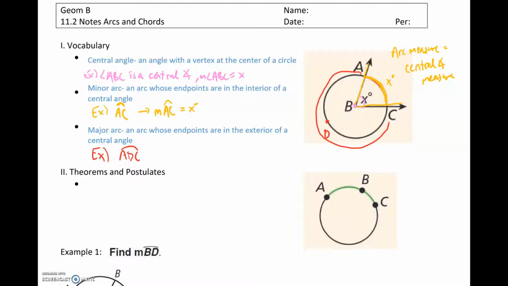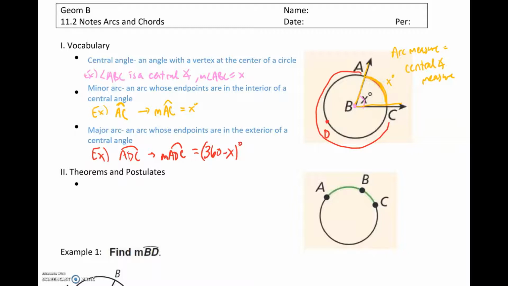And this also has a measurement, right? Because all arcs do measure some degree from 0 to 360. And what's cool about this case, when we have just one minor arc and its corresponding major arc, is we notice, wait a minute, it adds up to 360, so this will be 360 minus x degrees.